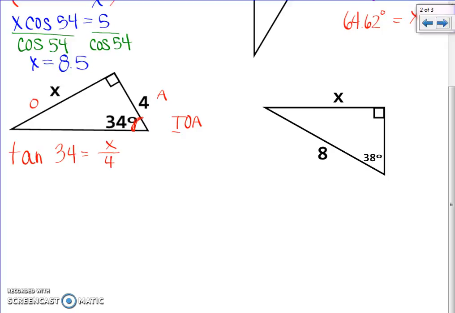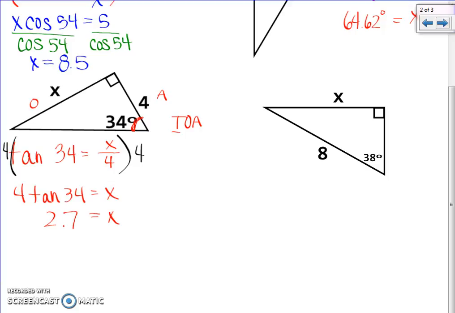So we multiply by 4. So now we have 4 tan 34 equals x. Now x is by itself, so we don't have any more steps to do. We just put this in the calculator. What do we get? How much? Okay. Ignore my terrible art skills because it does not look like it would be 2.7, but it is, trust me. I just didn't draw my triangle very well.